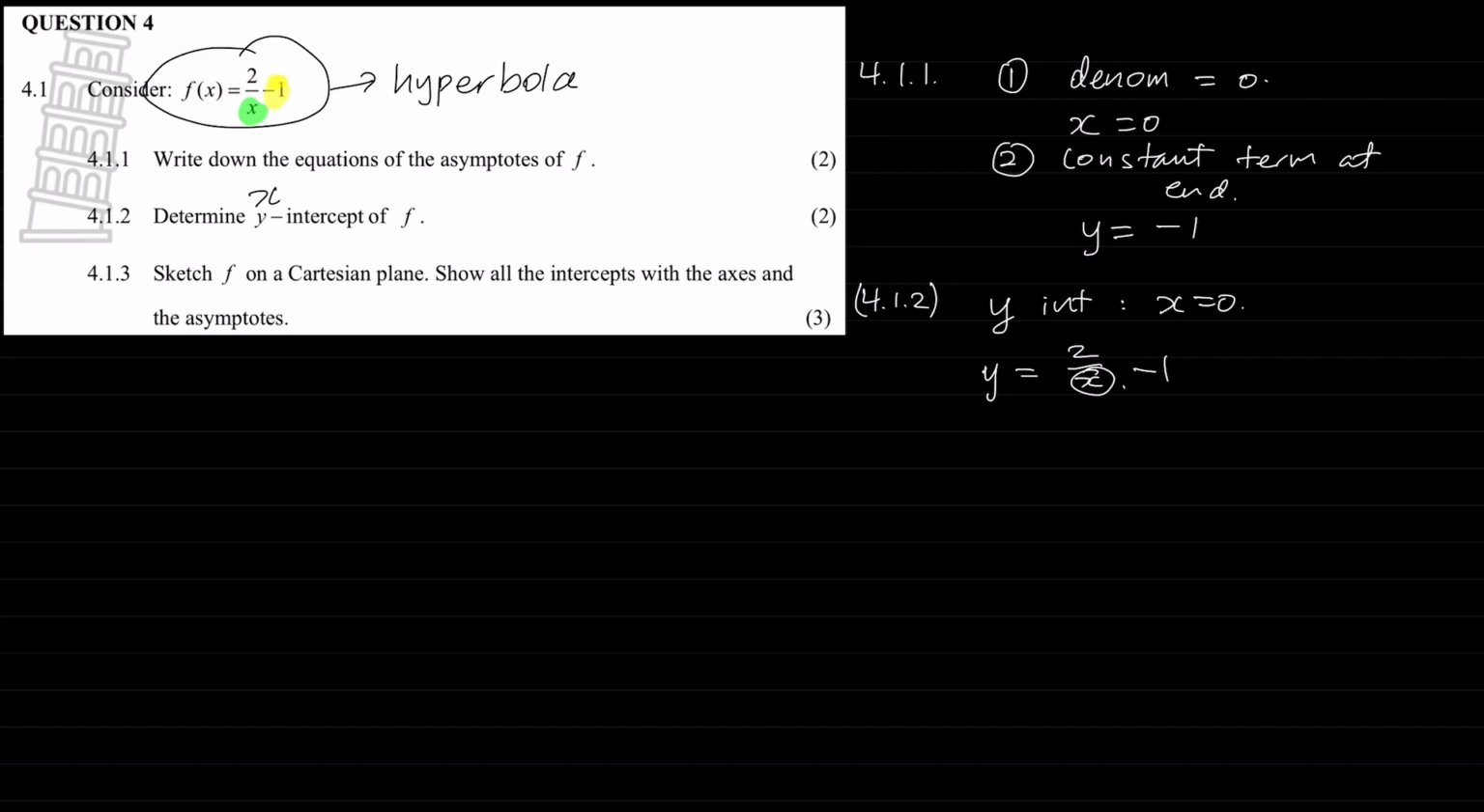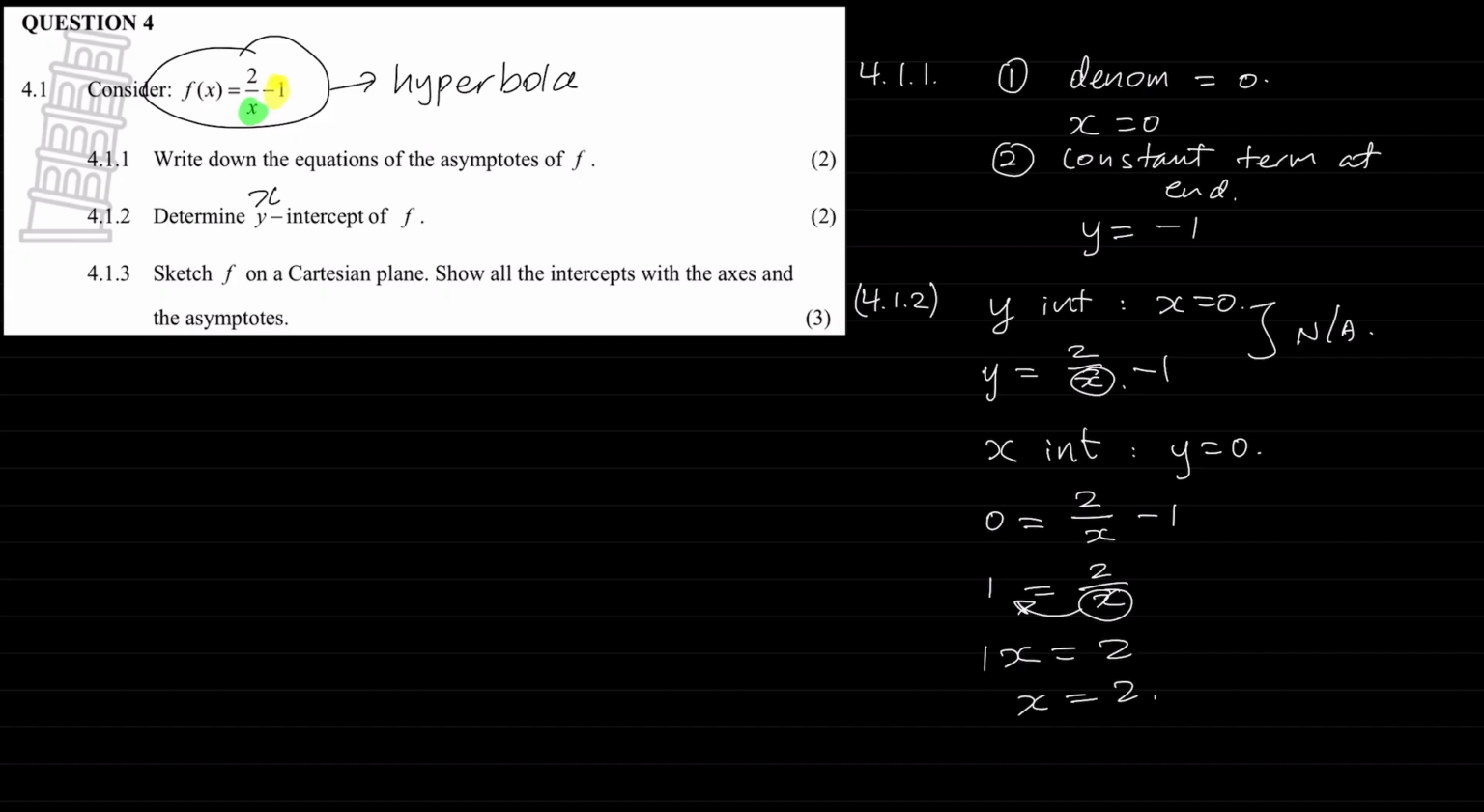So let's solve it as if it were x-intercept. So just quickly, this is not applicable. So we want to solve for x-intercept. And if you want to solve for the x-intercept, you make y equals 0. So our equation is going to be 0 equals 2 divided by x minus 1. You take the minus 1 over, you have 1 equals 2 divided by x. Now you can cross multiply. 1 times x is 1x equals 2. And that's basically saying x is equal to 2. So x equals 2 is our x-intercept.